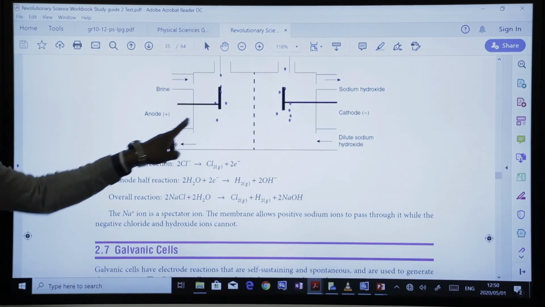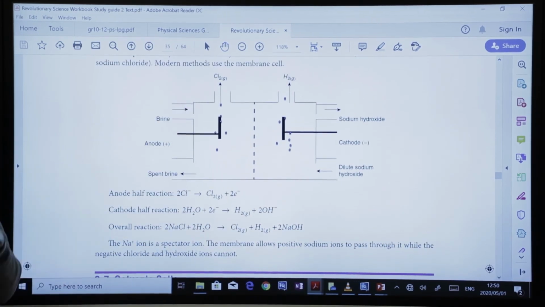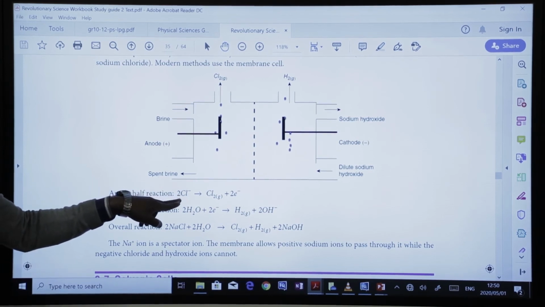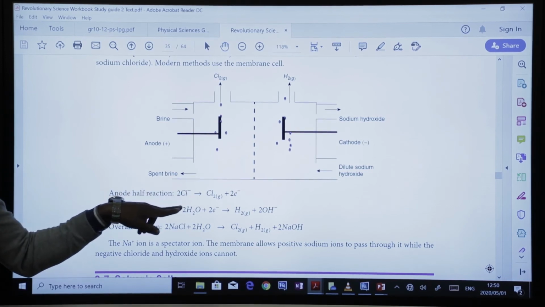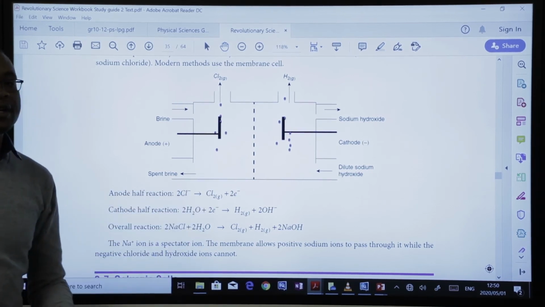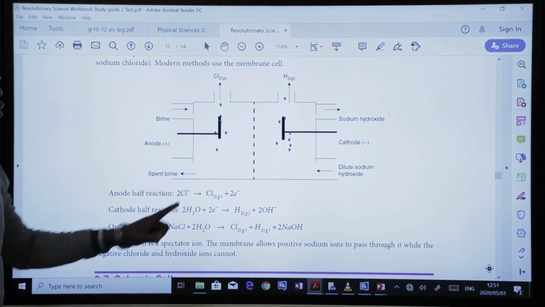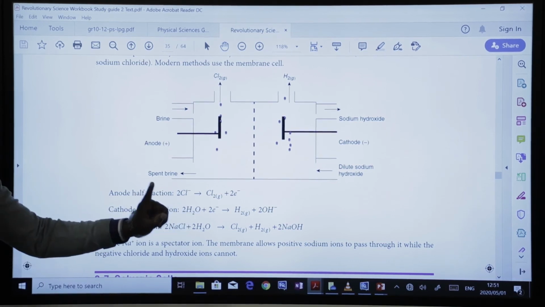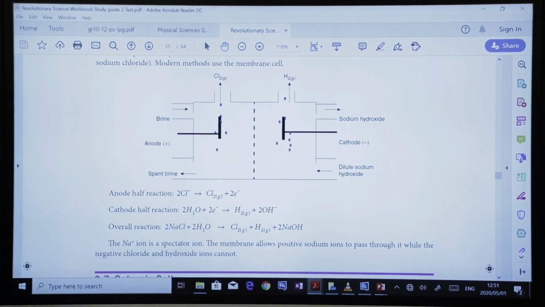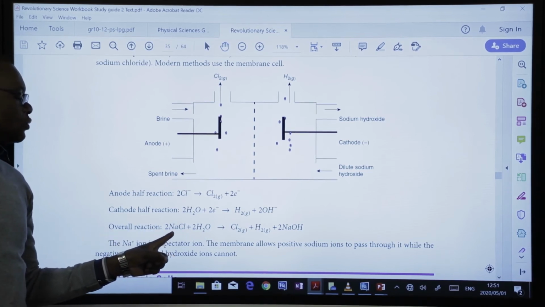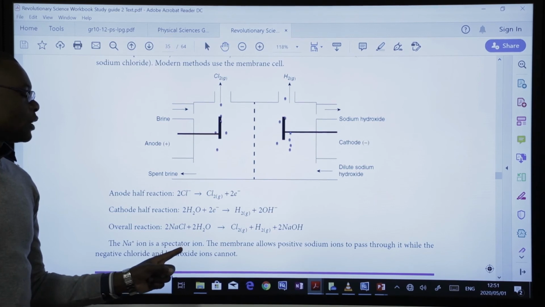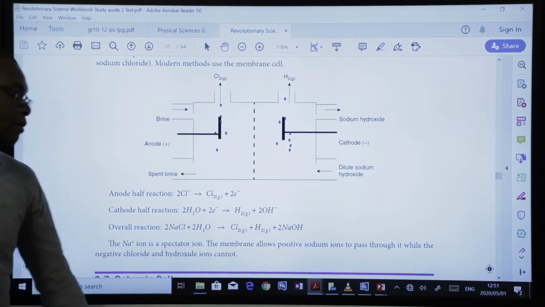We are saying what is happening at the anode half reaction, which produces the chlorine gas. We've got chloride ions. They give up their electrons to become chlorine gas, and 2 electrons are given off. And then at the cathode, we have water, which picks up 2 electrons and gives away hydrogen as a gas, and forms 2OH minus. So the overall reaction is such that 2 sodium chloride molecules will react with 2 water molecules to give us chlorine, hydrogen, and sodium hydroxide.